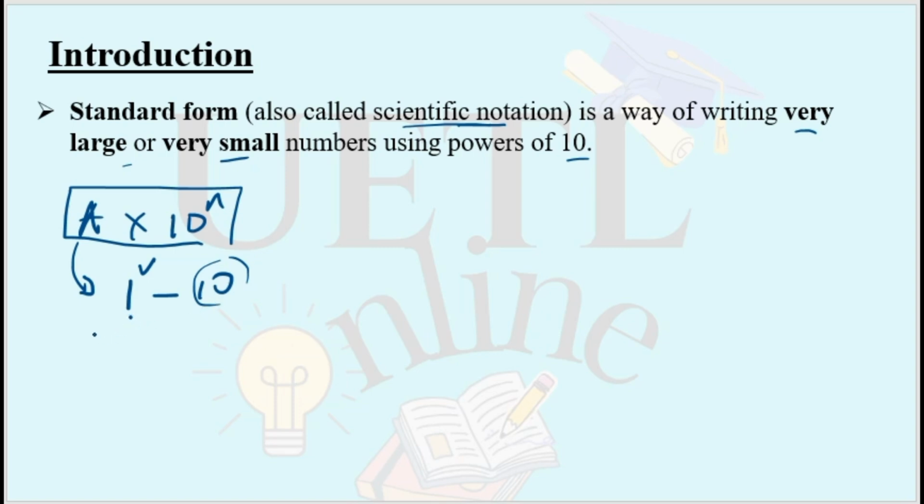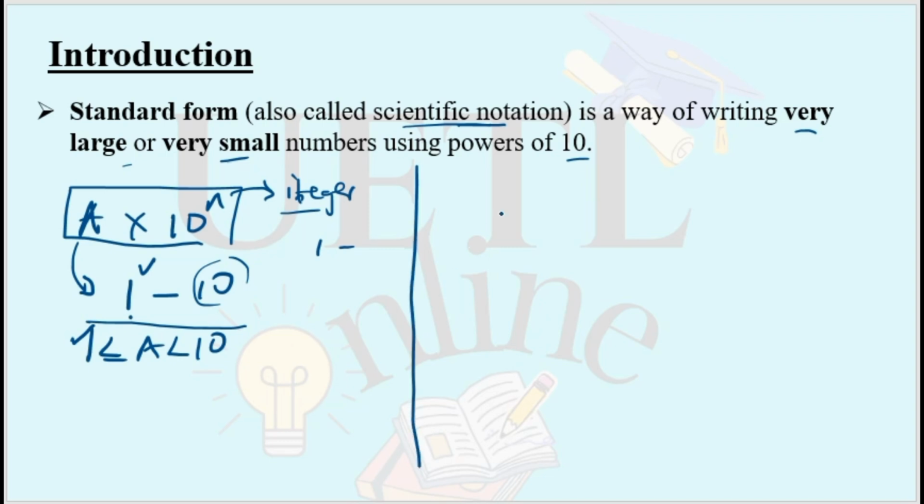So we can write it in this form. This means that 1 is included, but 10 is not included. If this a has to be between these numbers, then n is an integer. This means that it can take any number 1, 2, 3, and so on. Then it can take -1, -2, -3. So if you express a number in this form, where a is between 1 and 10, 1 included, and n is any integer, you can say that you've successfully expressed the number in standard form.